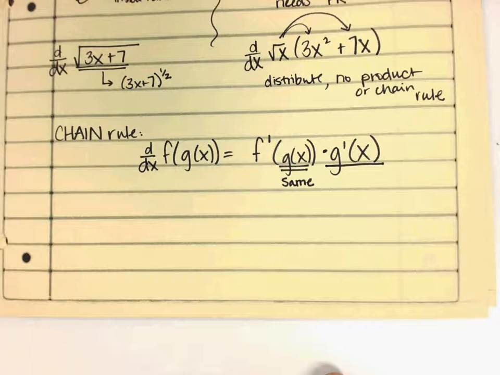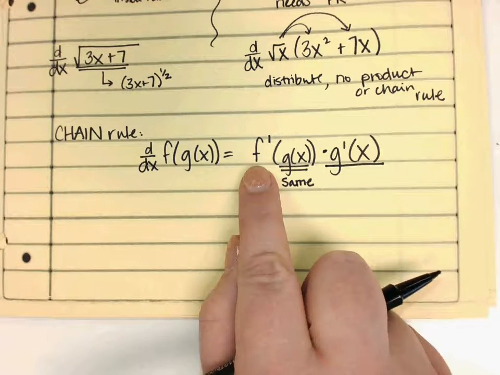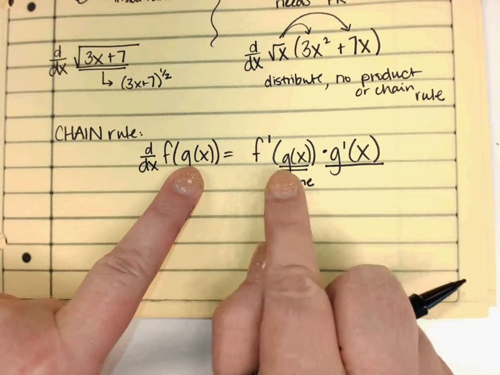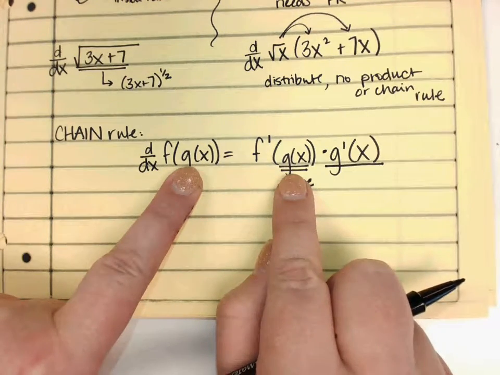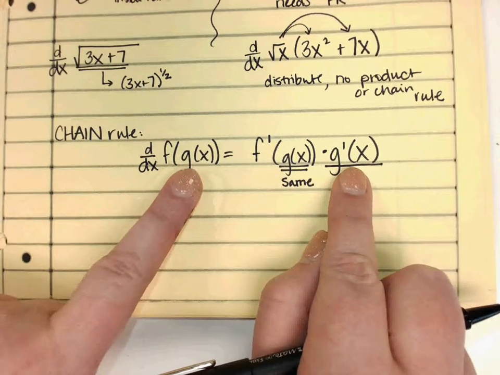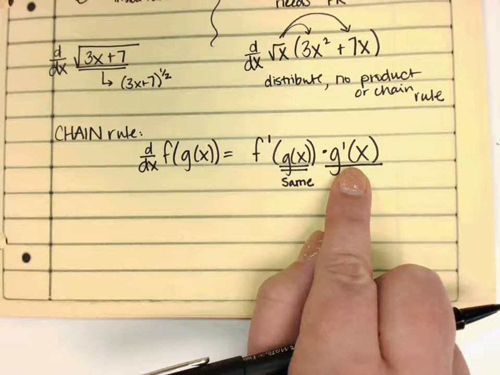Okay? So when you are taking the derivative of a function inside another function, you're going to take the derivative of the outside function, which in this case is f, but your g in the middle stays the same. Then you will multiply by the derivative of what was in the middle. Okay? Now we're going to do several examples. It might be weird the first two and then it'll be fine.